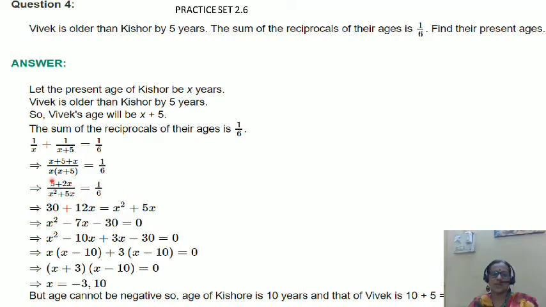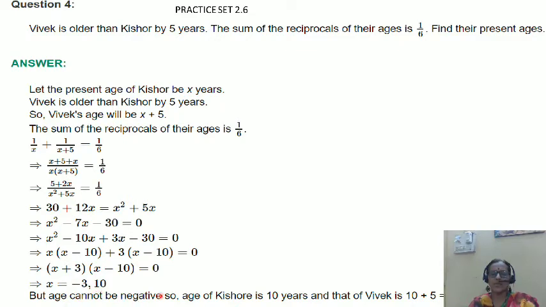Cross multiply, you have 30 plus 12x is equal to x square plus 5x. Transfer all the terms to the left side, or to the right side, and equate it with 0. So you have x square minus 7x, because 5x minus 12x is minus 7x, and 30 will become minus 30, is equal to 0. So x square minus 10x plus 3x minus 30, by the factorization method: the product is minus 30 and the sum is minus 7, equal to 0. Group the terms, take x common, and then x plus 3 into x minus 10 is equal to 0. So your answer is x is equal to minus 3, x is equal to 10.